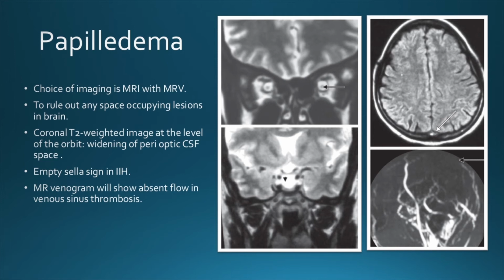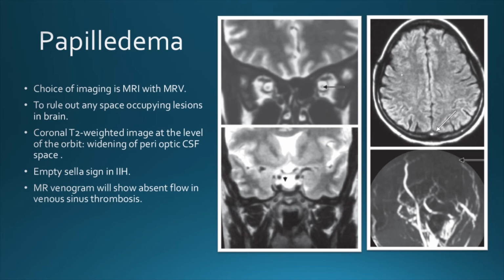Absent flow. Okay. And what sinus are you pointing to? Sagittal sinus. Which sinus? Superior sagittal sinus. So your papilledema protocol should include a venogram and a contrast also.